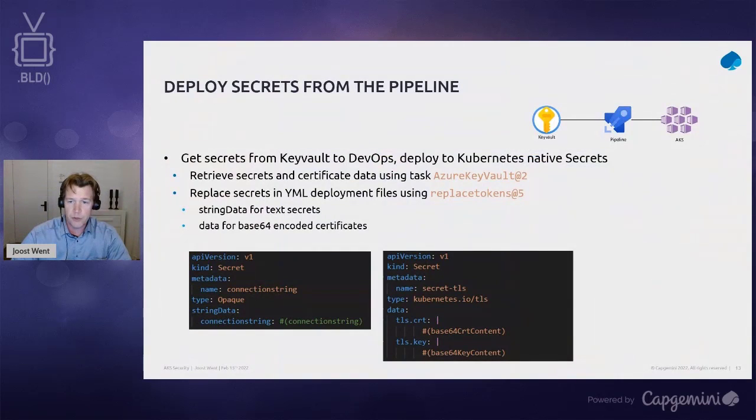A pretty straightforward way is to inject those secrets straight from the pipeline, because your pipeline is able to access your key vault. There's a regular task available in all the Azure DevOps pipelines. It's called Azure Key Vault, and this retrieves all your secret and certificate data as variables inside your pipeline. As a subsequent step, you can use those variables and apply them in a replace token task. Let's see how that works.